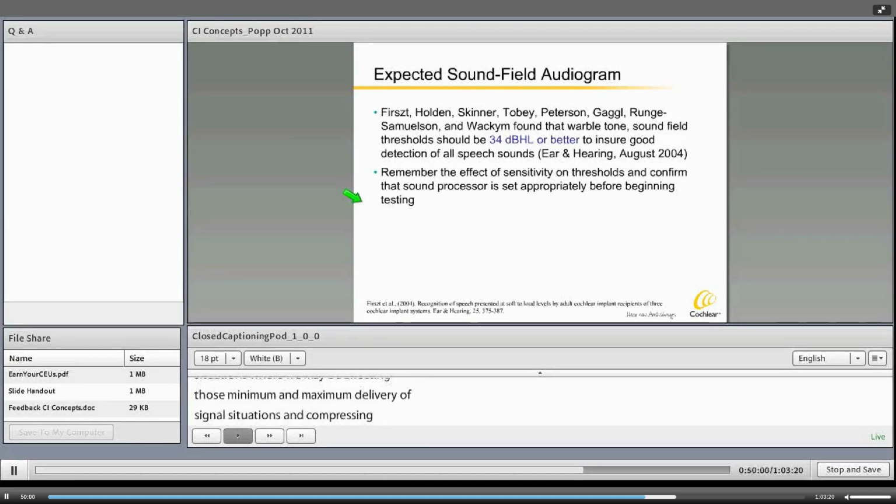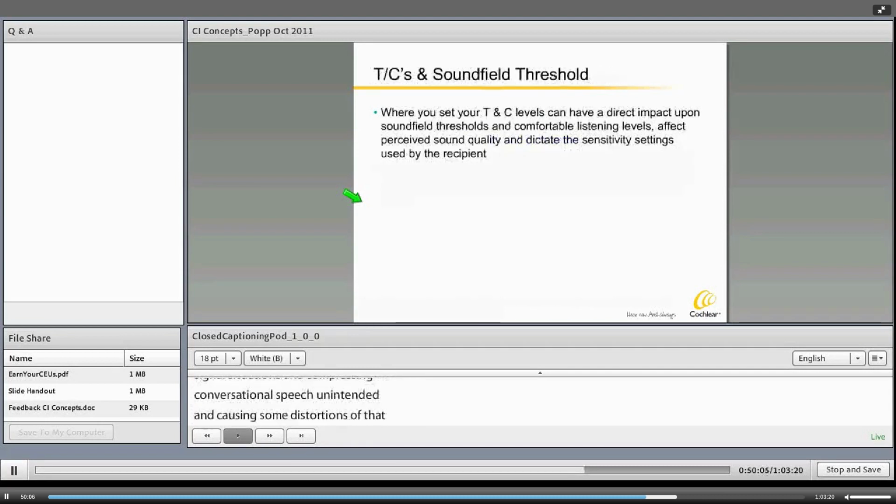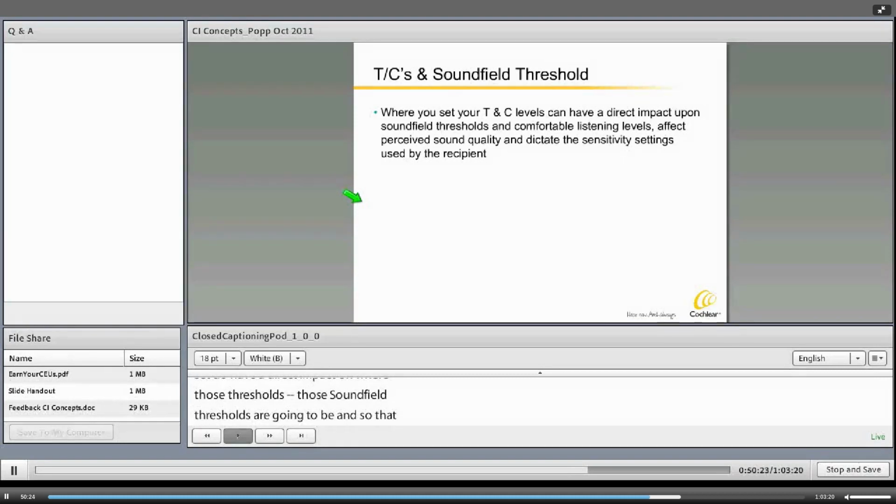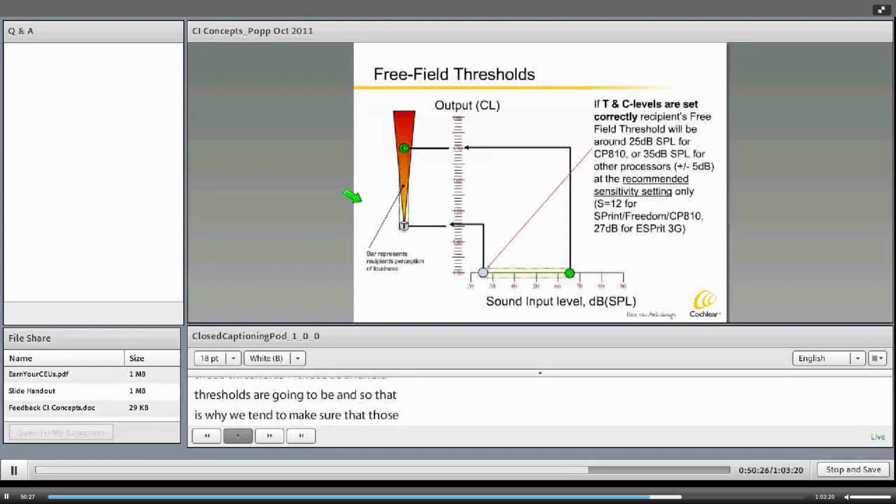We don't want to see 0 dB thresholds, because then we're running into situations where we may be affecting those minimum and maximum delivery of signal and compressing conversational speech unintentionally, causing some distortions of that presentation. The way that the threshold and comfort levels have been set do have a direct impact on where those sound field thresholds are going to be.